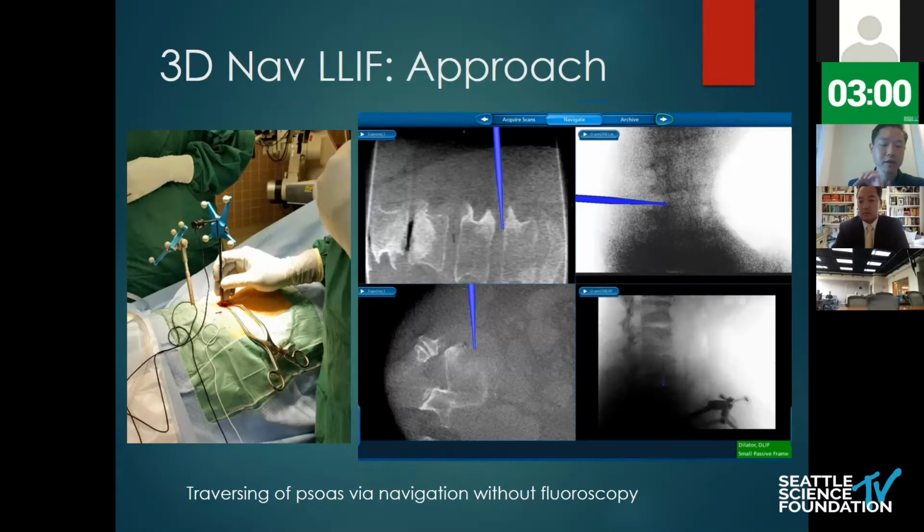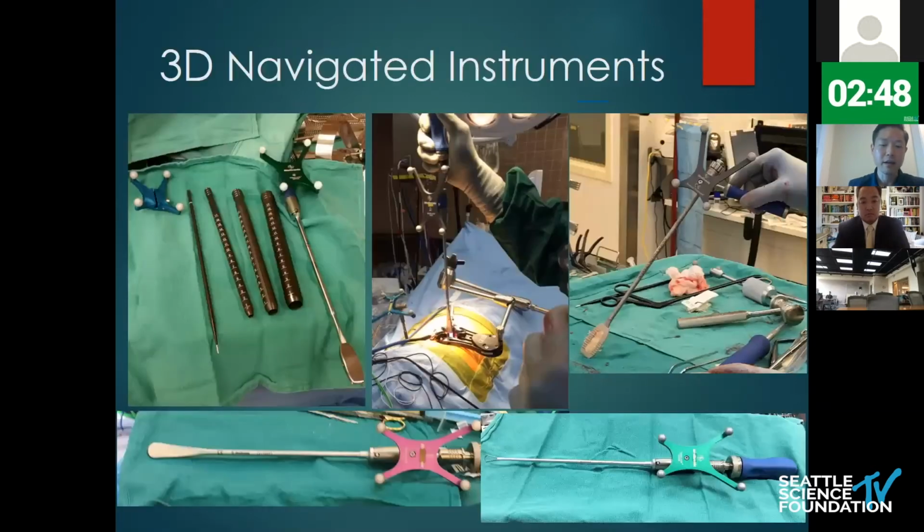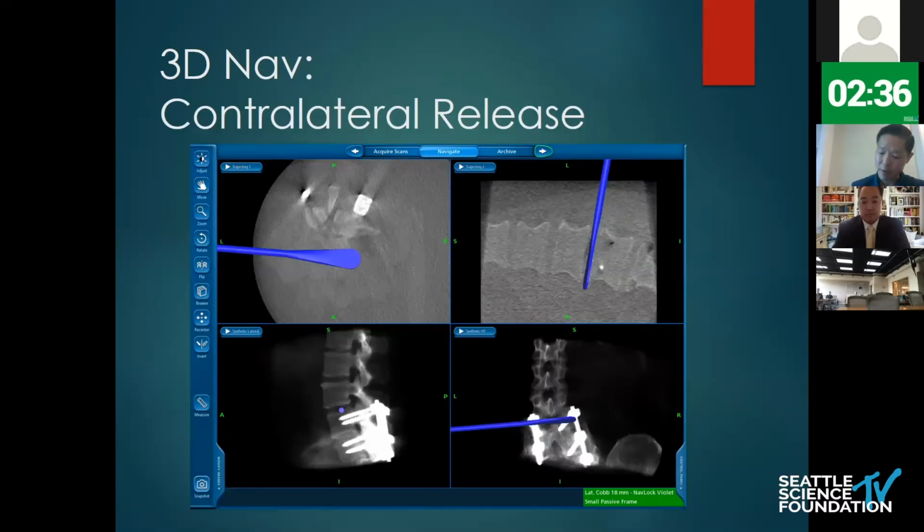You can do this through a very small incision through a classic transpsoas approach. Once it's anchored in the disc space, you just sequentially dilate. Take the tracking frame off. There's a host of navigated tools at this stage. So you're just dilating up and putting your retractor down. You could check your accuracy or trajectory with the navigated pointer once the retractor is in place. And then you do your discectomy.